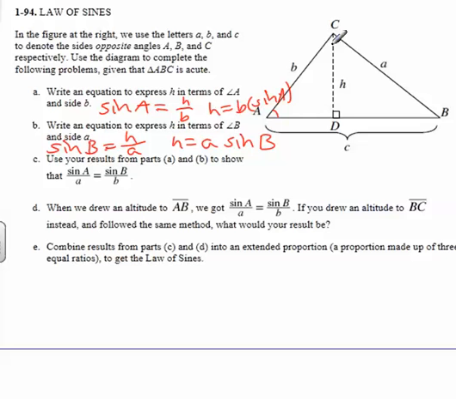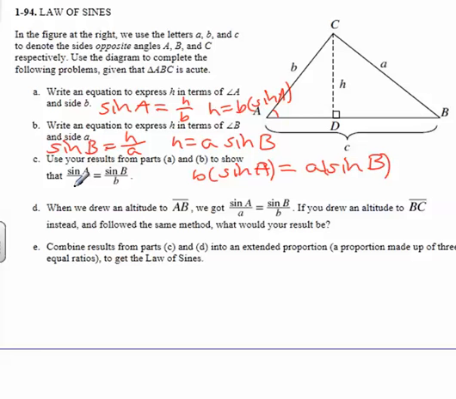Since the height is the same for both triangles, I'm going to put these two pieces together with substitution. So I've got a statement that says B times sine of A equals small a times sine of capital B. All right, now can we transform this so that it looks like our example over here?